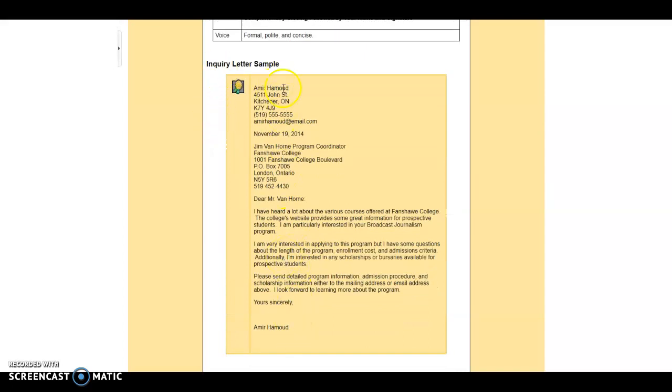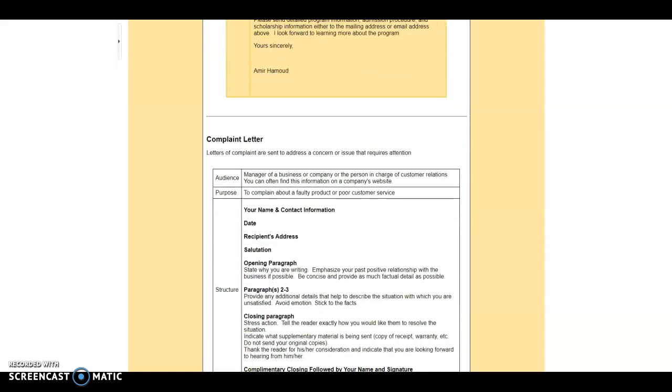This is a sample of an inquiry letter. And actually, I noticed something that is incorrect in this inquiry letter right here. I just said you want to avoid contractions, and there's a contraction right here. Notice they say I am, which would be the correct form to use in a letter. You probably want to avoid I'm. Okay? All right.